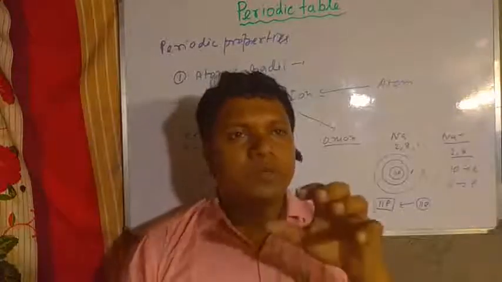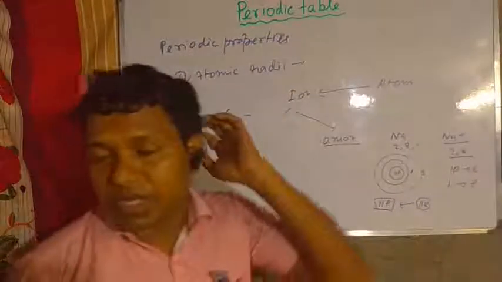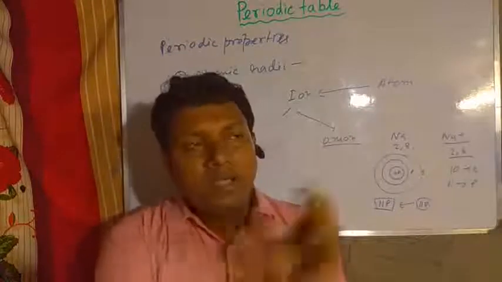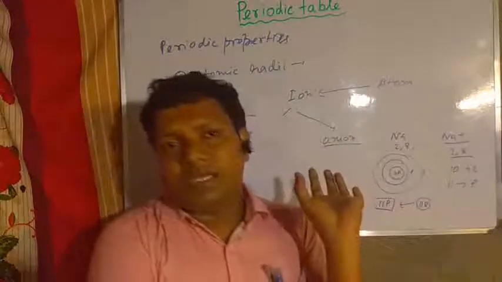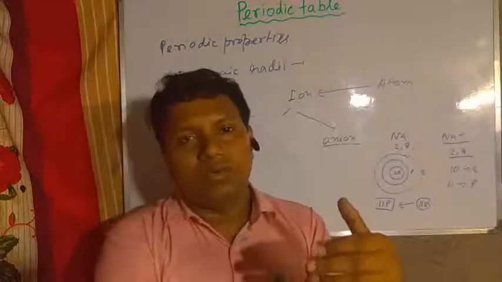Okay, so this is the atomic radius, which is a periodic property of elements in the periodic table, and how it changes through period and group is well known.